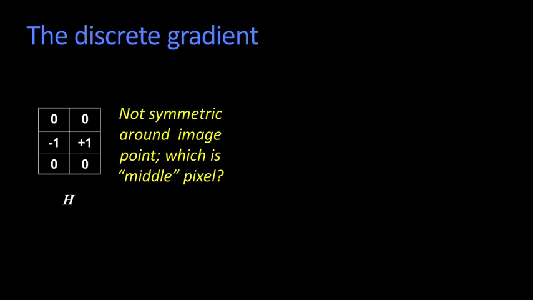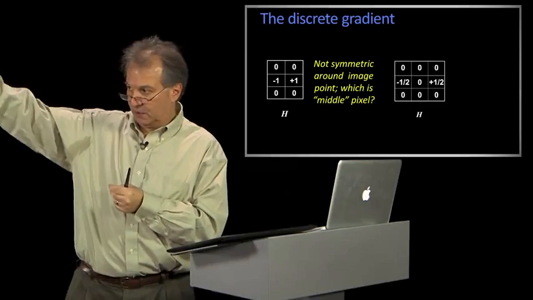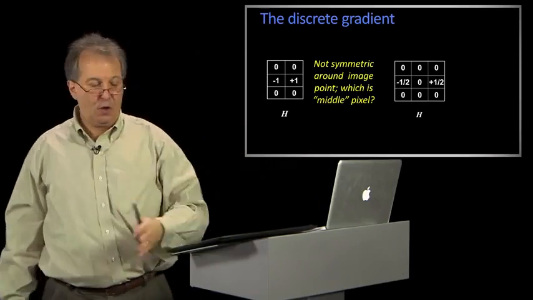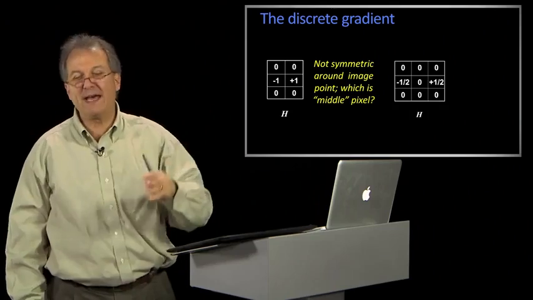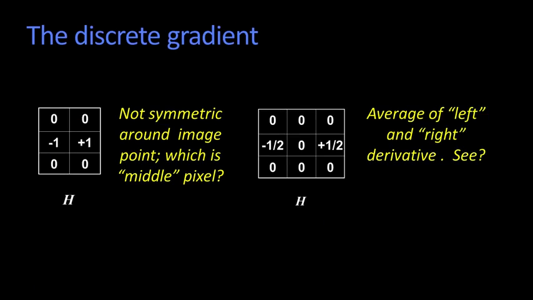So if I wanted to do that, what might I do? Well, I might do an operation that looks like that. I'm going to go to the right here and the left there. Now you might ask yourself, why is it a +1/2 and -1/2? Why is it? No, ask yourself. Don't ask me. Well, okay, here's why. It's the average of the right derivative and the left derivative.